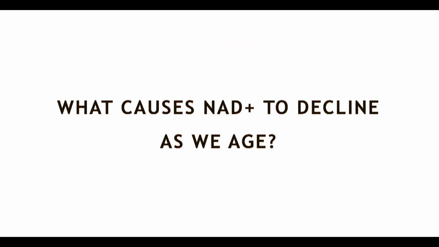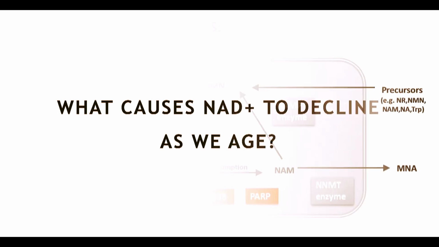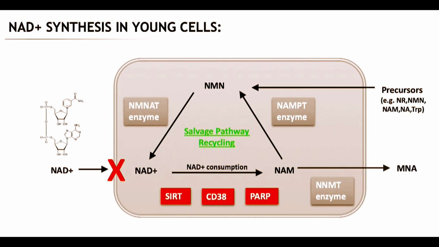So what actually causes our NAD levels to decline? Because it's well publicized that it does decline, but why is this actually happening in our cells as we age? Now, to understand this, first you need to get a good understanding of exactly how young cells make NAD. So I just want to show you this picture.